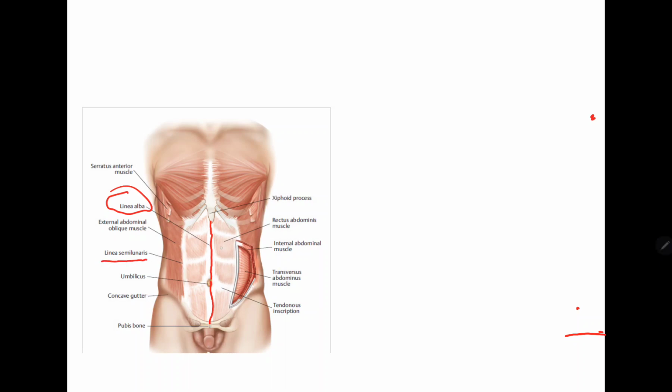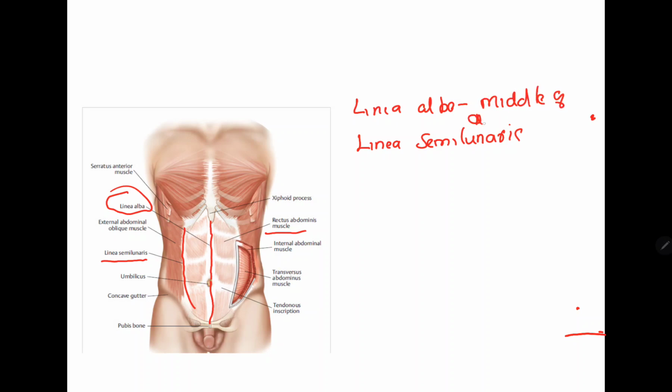There is a muscle on either side of the midline called the rectus abdominis muscle. The lateral border of the rectus abdominis muscle is known as the linea semilunaris. And the linea alba is the midline, the middle of the anterior abdominal wall. So we have seen 2 lines: the linea alba and the linea semilunaris.